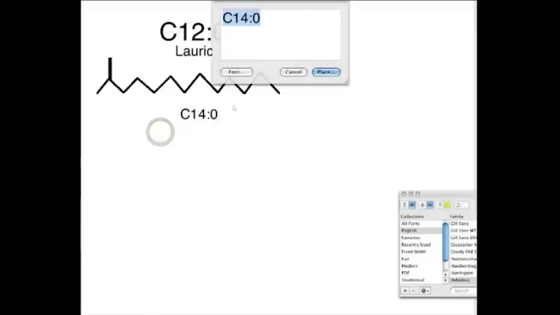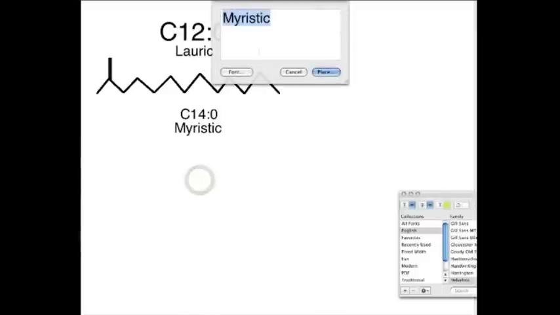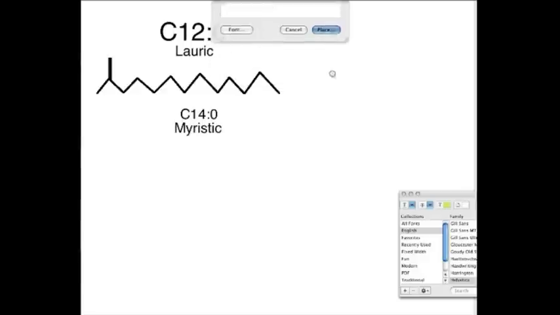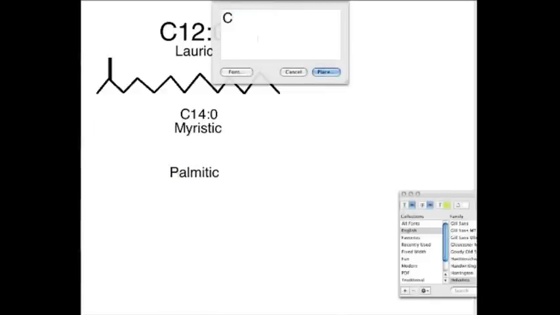So C14 is myristic acid. I'm not going to draw that one out, but basically it's going to be the same thing with two more. And remember that is your wrist, if you can remember, either myristic or palmitic, which is the next one. If you remember going out your arm, obviously you get to your wrist first. Myristic is C14:0, and palmitic is C16:0.